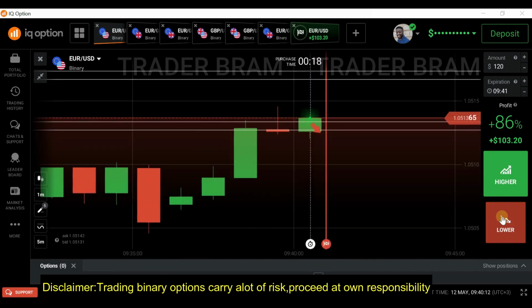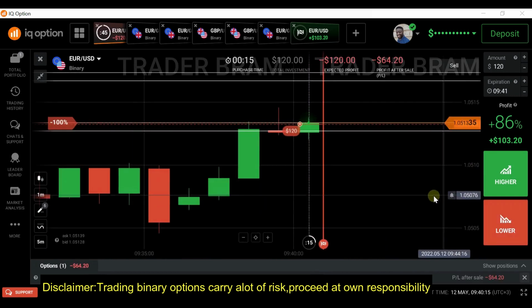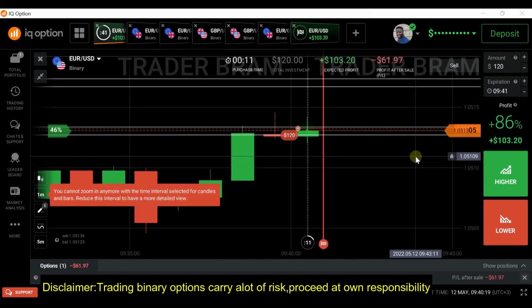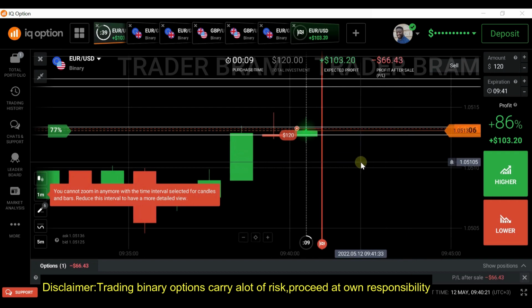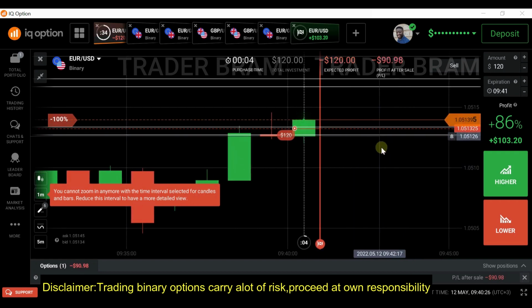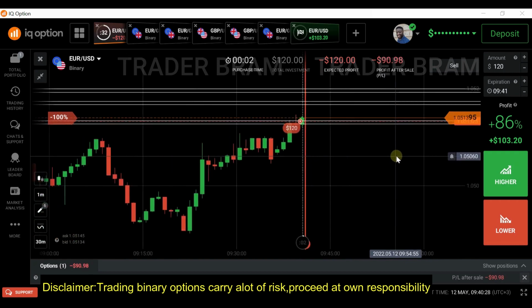So we failed to break the level. I'll do a put option. So this is not the best entry point. I wanted an entry point above the area, but let's wait and see what happens.